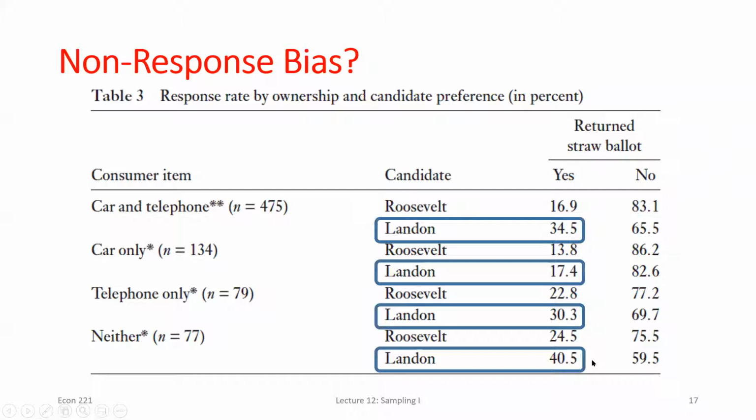So we had a non-response bias. For whatever reason, people that voted for Roosevelt are just less likely to respond to these mailers, right? So we not only had a selection bias, we also had this non-response bias. And that's really why the Literary Digest poll got it so wrong, right?